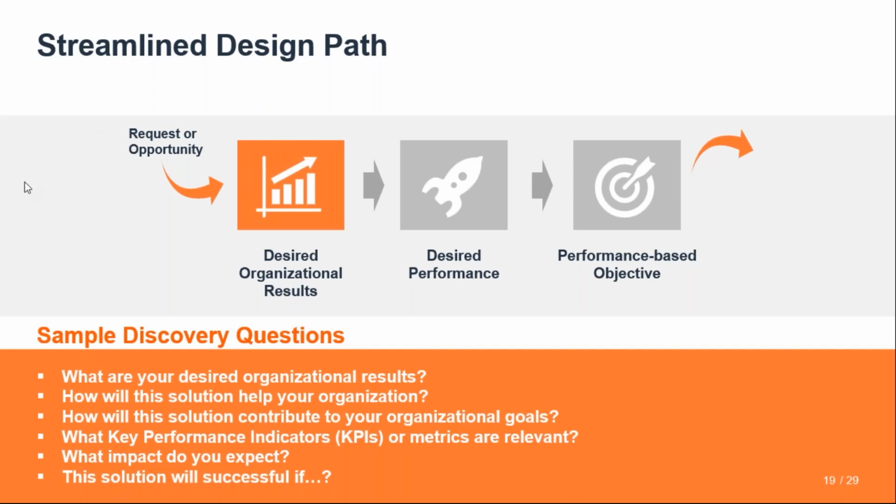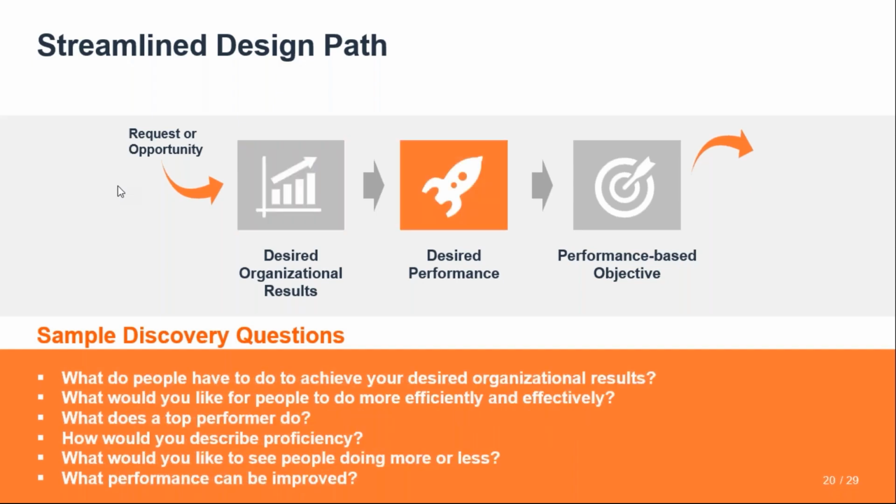So once we have answers to this, we move on to the second part of it, that is identifying the desired performance. Here again, we have a couple of sample discovery questions. The first one being, what do people have to do to achieve the organizational result, or to close the gap which we are currently seeing in performance? What is it that people should be able to do more efficiently and effectively? We can also ask what top performers are doing. That will give us valuable insights into what the rest of the team should be doing, and thereby what should be captured in our training.